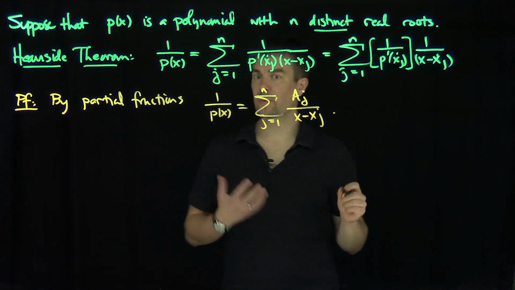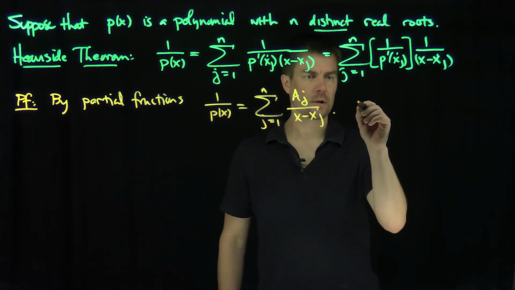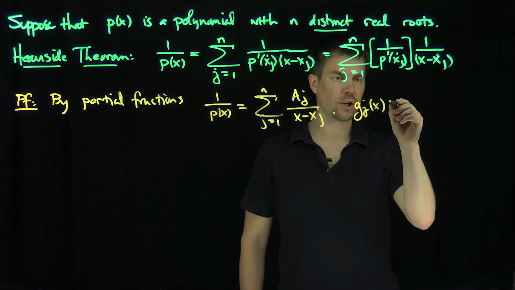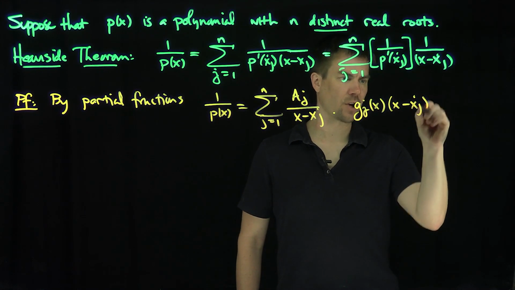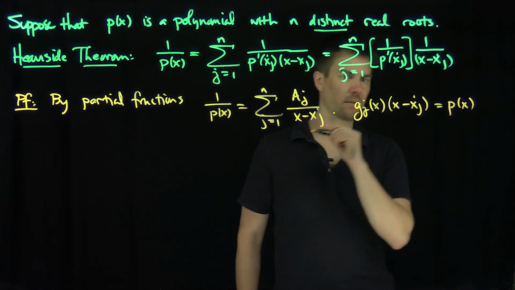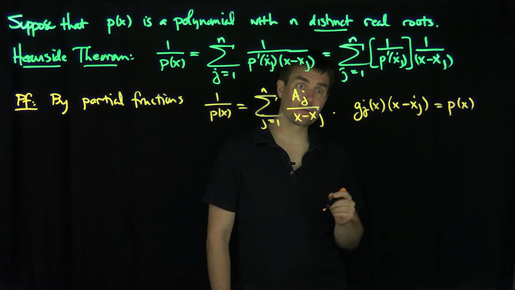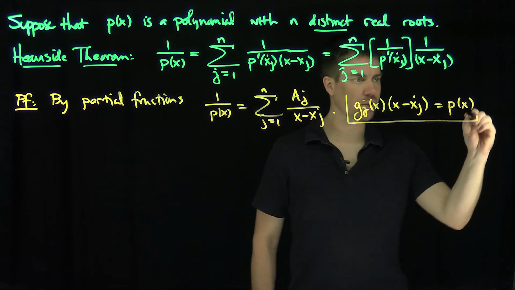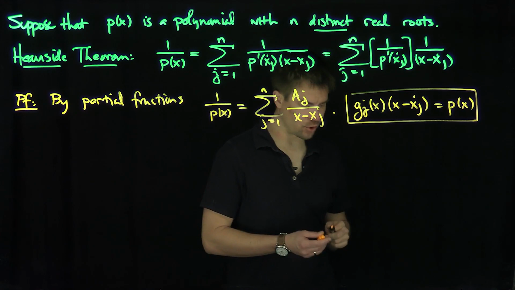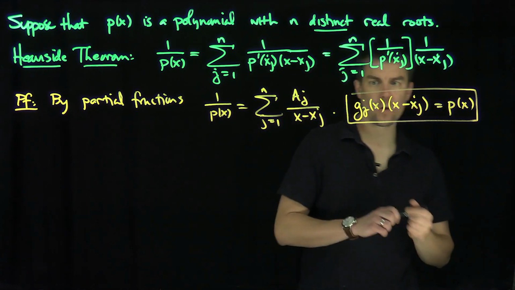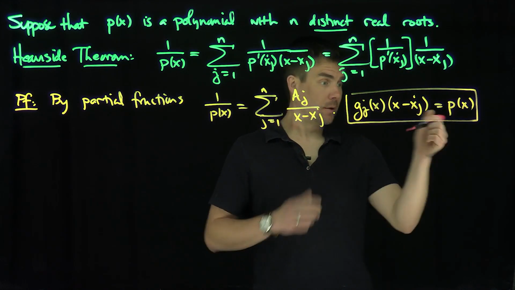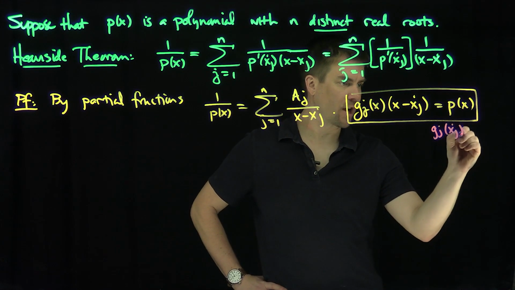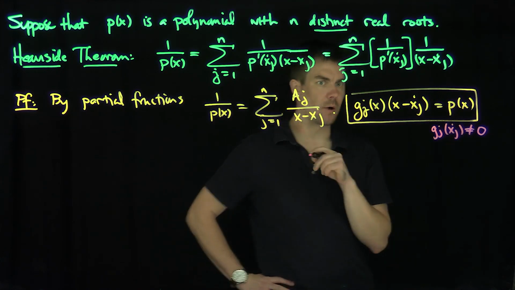Well, we're going to construct some auxiliary functions. Define gj of x by the relationship that gj times x minus xj is equal to p of x. So I construct n different polynomials, g1, g2, g3, all the way up to gn, defined by this relationship. Now, what are the properties of gj? We impose the condition that gj of xj is not equal to 0.